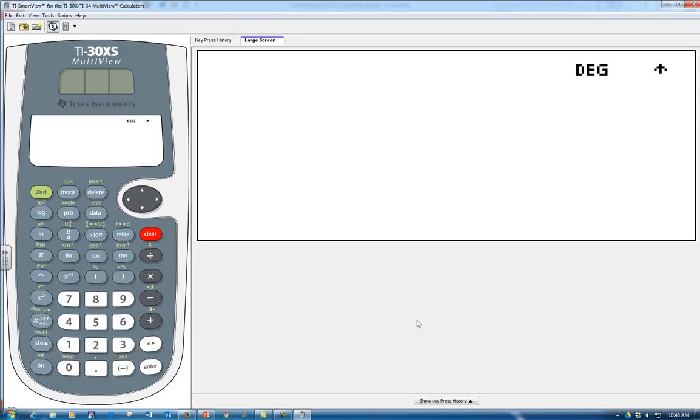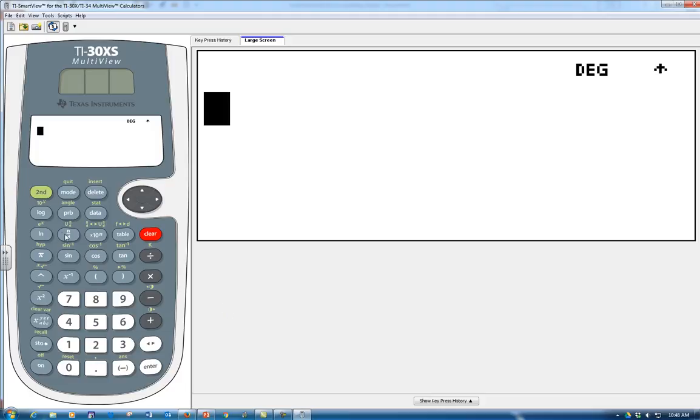Now, this is the required calculator for this course. It's the TI-30XS. You can find it at any retail store. You can order it online. It's very inexpensive. That's why we've gone with this calculator. But this is your fraction key.